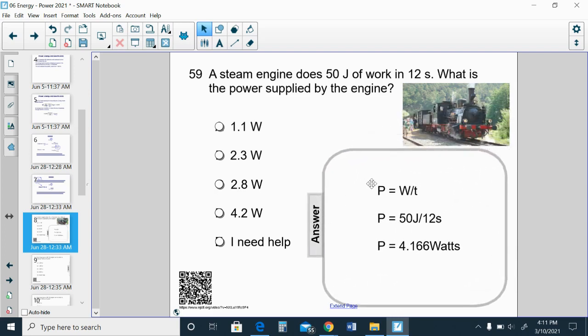Okay, so we can just use the base equation here. Power is equal to work over time. Since you are given work and you're given time, so 50 joules divided by 12 seconds gives you 4.166 joules per second, otherwise known as the watt. So this letter D would be correct.